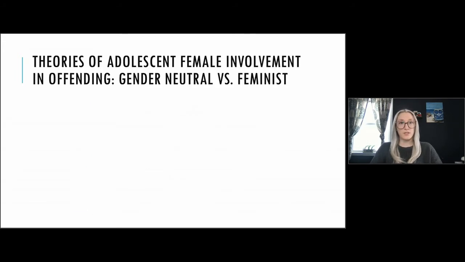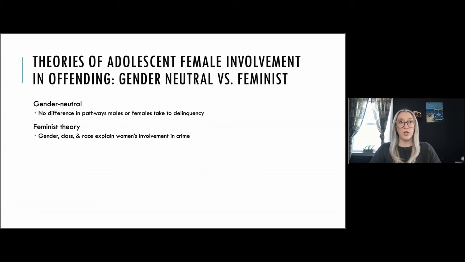So let's look at a few theories of adolescent female involvement in offending. We're first going to look at gender neutral versus the feminist theory. Gender neutral says that there is no difference in the pathways that males and females take to delinquency. They both arrive to delinquent offending in the same manner. You then have your feminist theory, which says that no, gender, class, and race actually explain women's involvement in crime. So having sexual and physical victimizations at home and their relationship to crime has an effect on whether that female is going to engage in delinquency, which is specific to females.